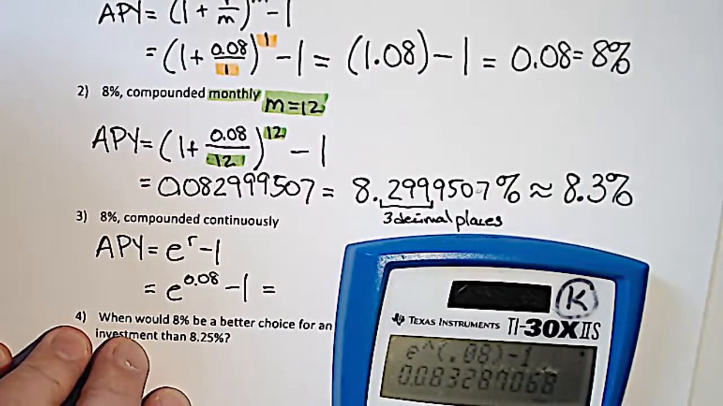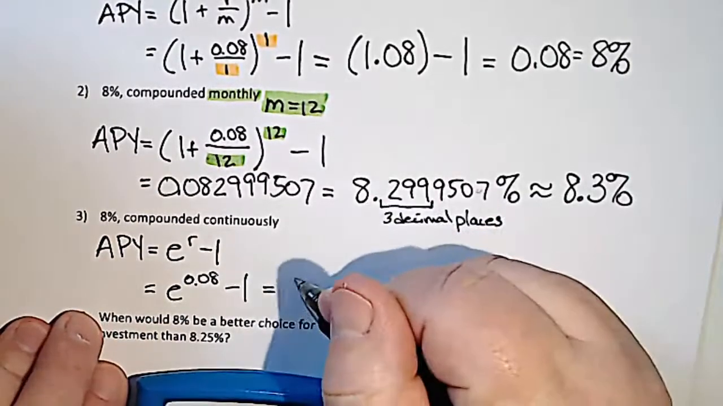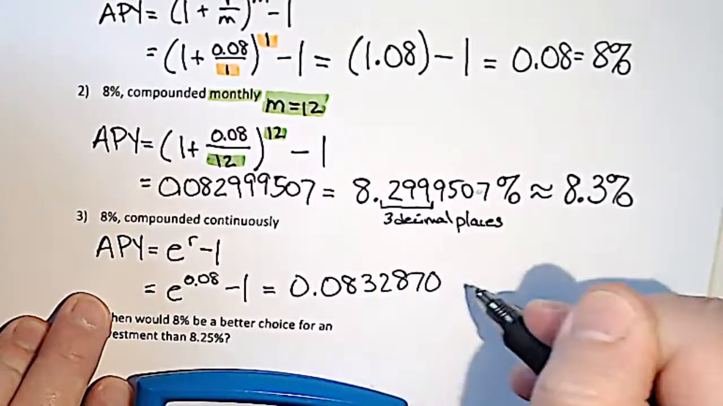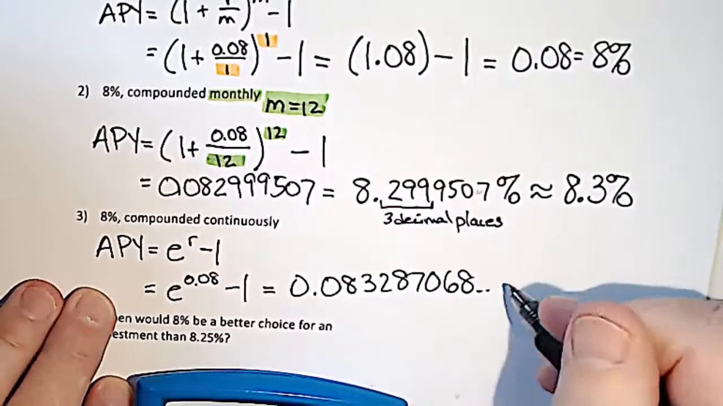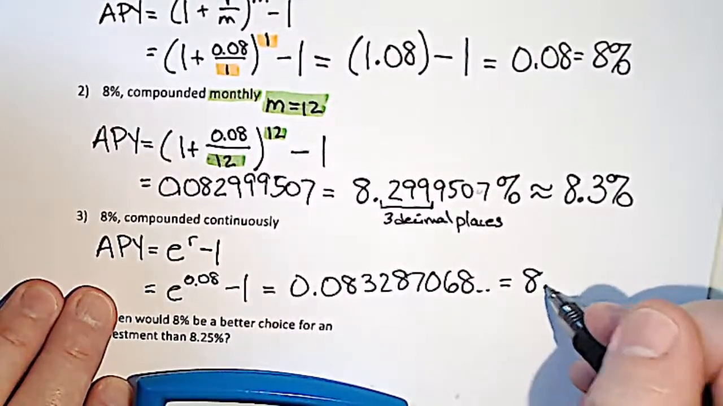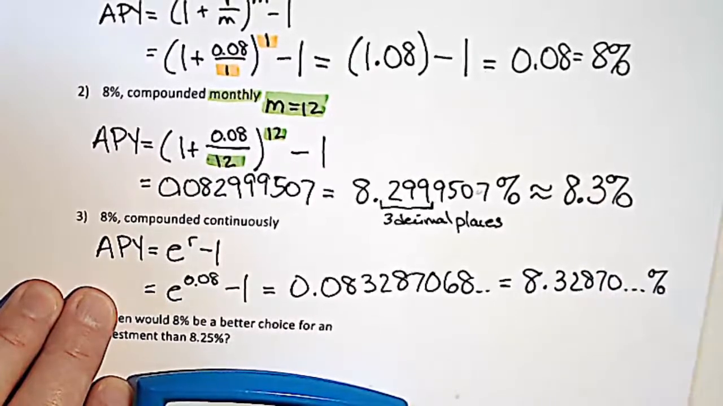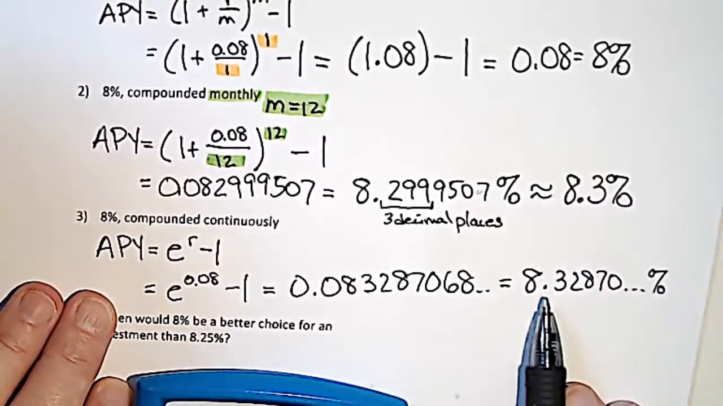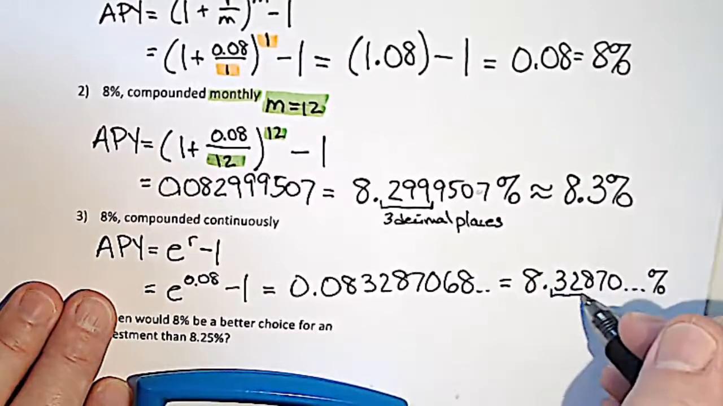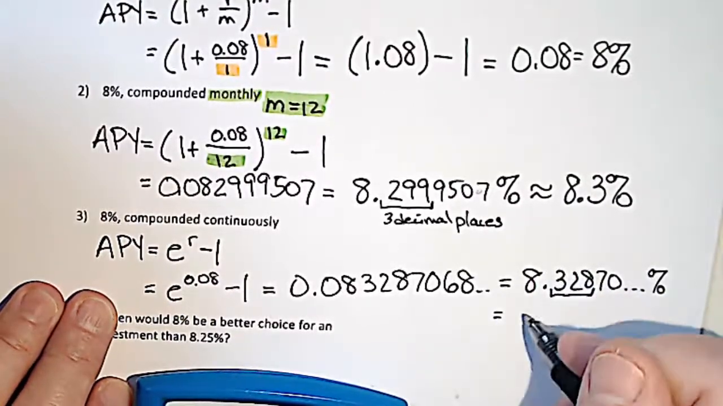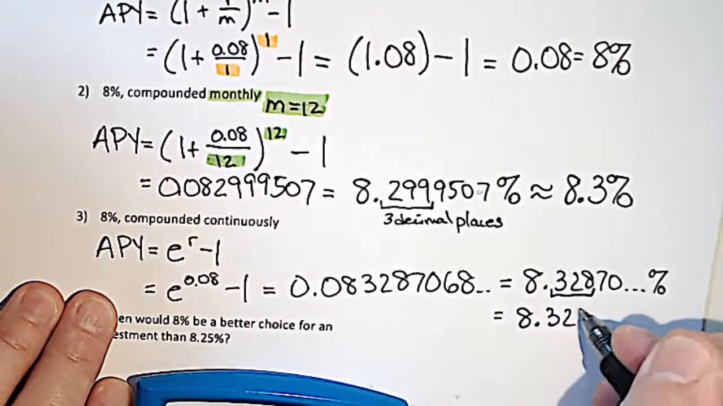Okay, so I got 0.083287068 and some other things. So that's 8.32870 and such percent. And then I have to go to 3 decimal places. So I'm looking at the 7. It says to knock the 8 up 1. So this is going to be 8.329%.